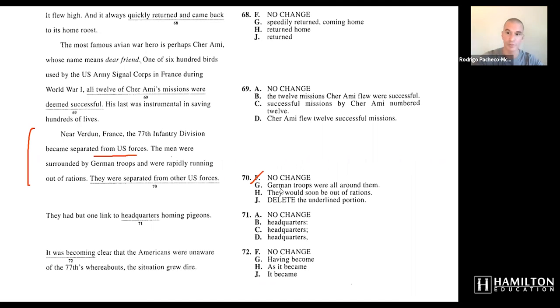G says German troops were all around them. This is already expressed here. The men were surrounded by German troops. That's the same idea. So that would be redundant. H, they would soon be out of rations. We are told this right before the question that they were rapidly running out of rations. So that would also be redundant. Here, our correct answer is J. We want to delete the underlined portion.